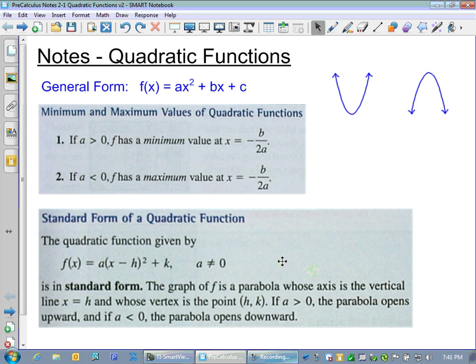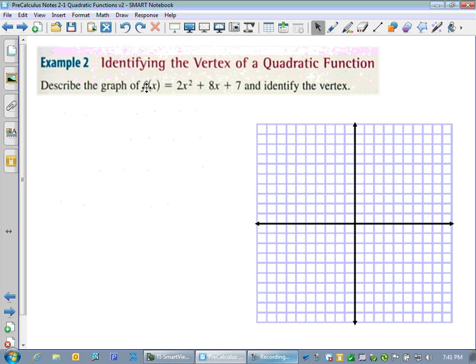And we'll see that in our example, and hopefully it will be a little clearer with actual numbers. Also notice how it says that if a is greater than 0, the parabola opens upward, and if a is less than 0, the parabola is going to open downward, just like we saw earlier. All right, so let's jump in with an example. Here we're going to identify the vertex of a quadratic function, and we're going to graph it.